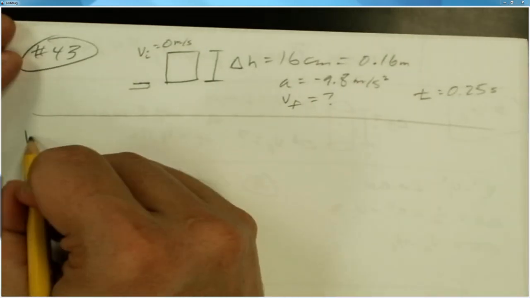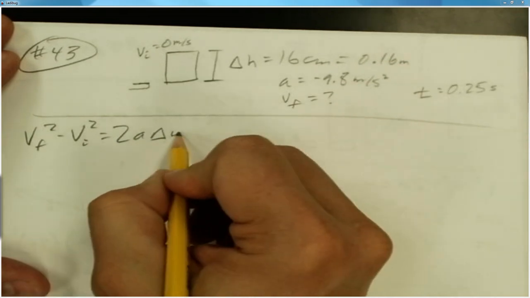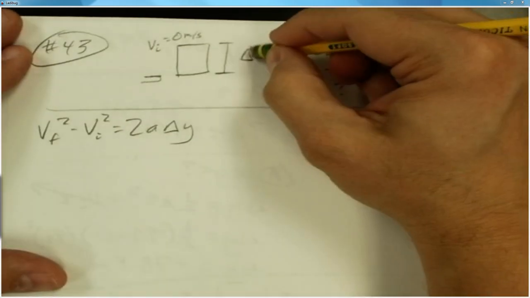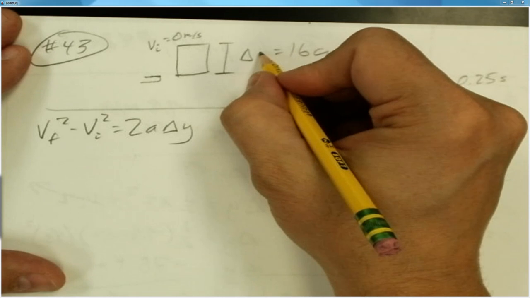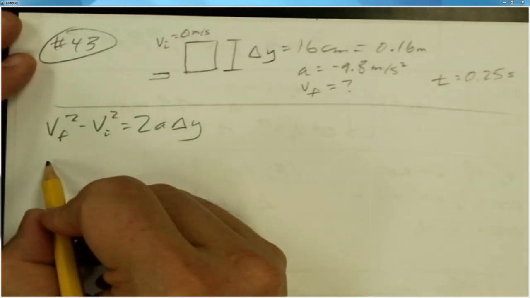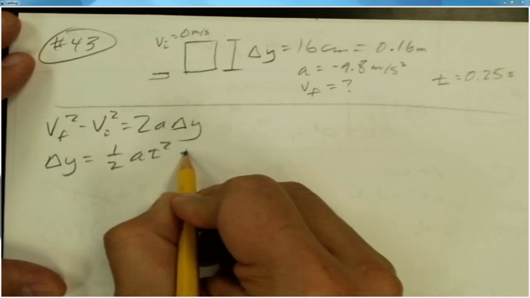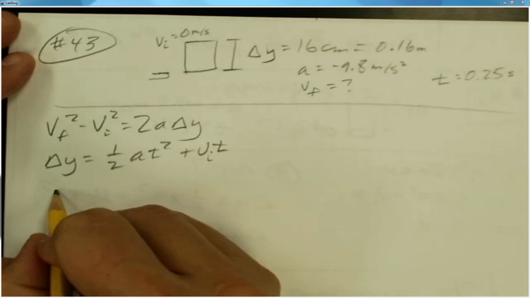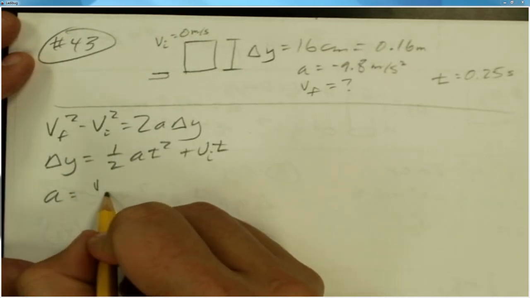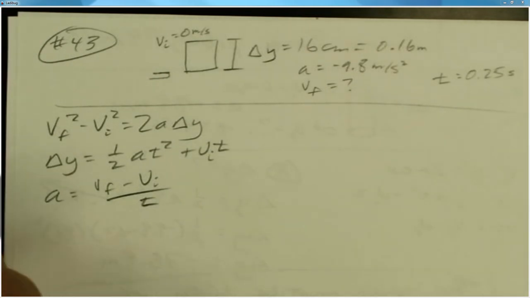And my equations are, well, I call this delta H. I should have called it delta Y, I guess. It doesn't really matter, height or the Y direction. So the question is, how much time does it take for the bill to fall beyond her grasp?